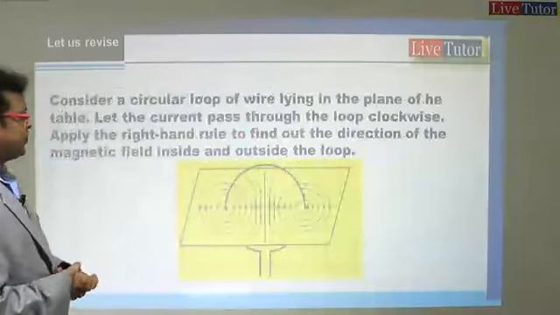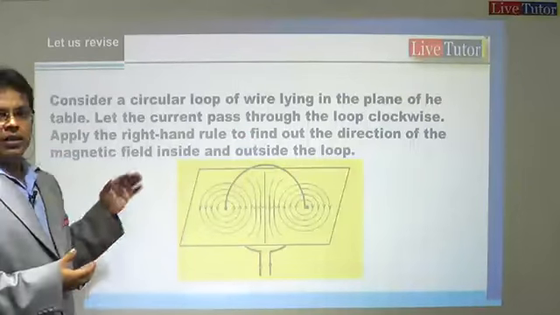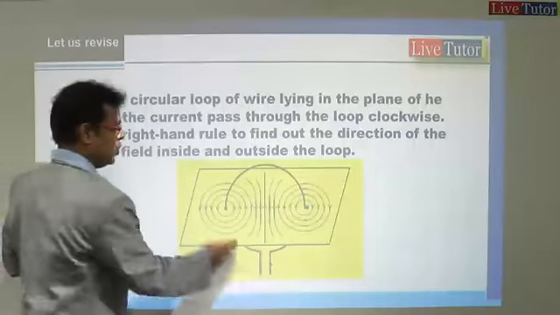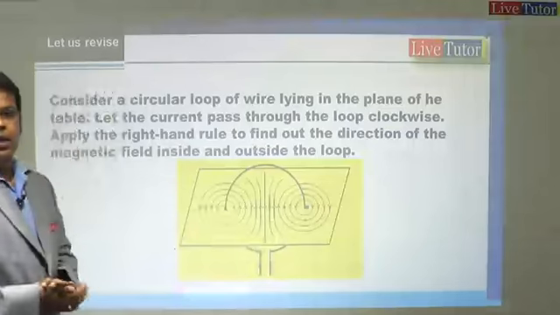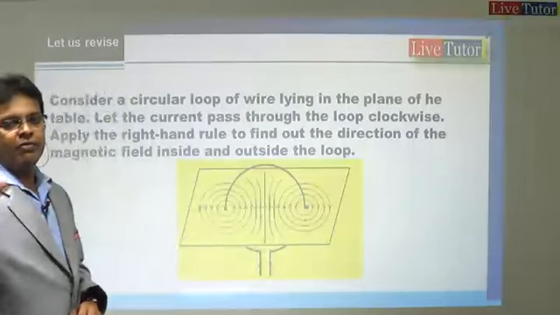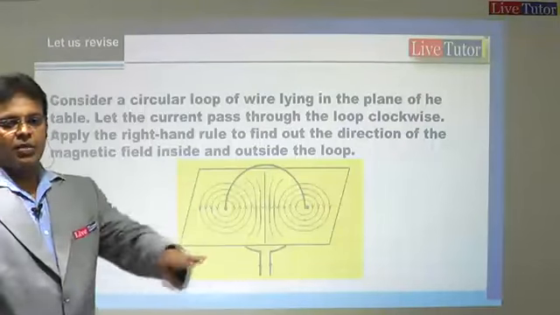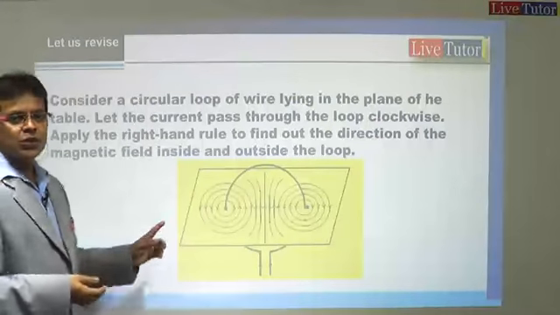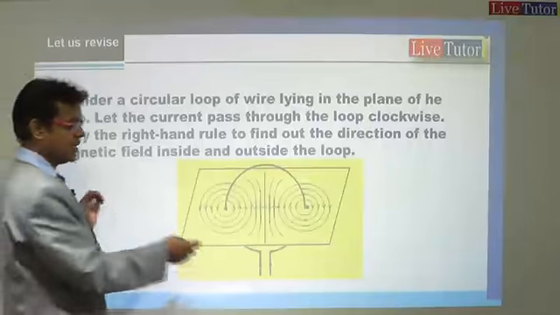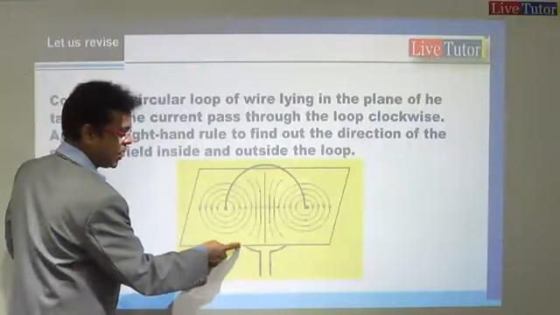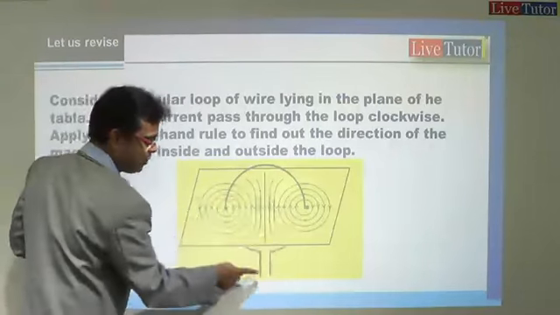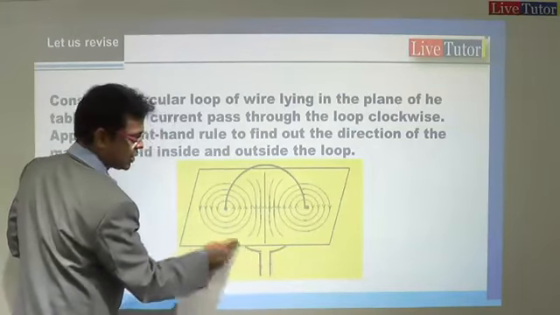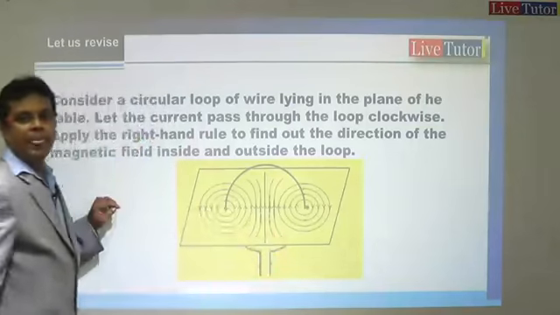And the next one, this is another question. Consider a circular loop, which is lying on a plane of the table, or you can say plane of table or sheet or cardboard. Let the current pass through the loop clockwise. The current is passing through that clockwise. I have marked it by using an arrow mark here and another one. So it is clockwise.